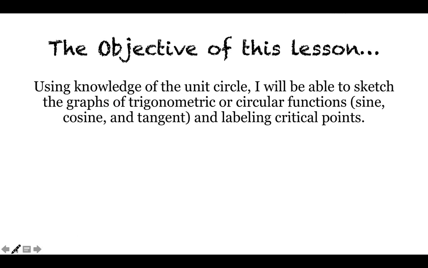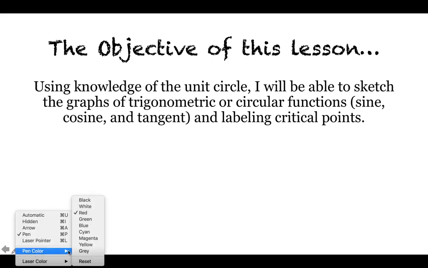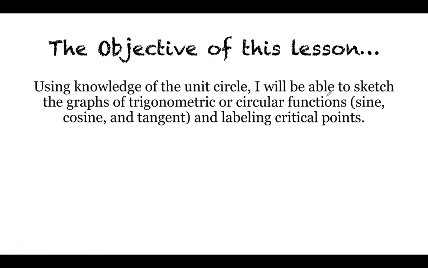The objective of this lesson is we're actually going to be unwrapping the unit circle. So we've been sticking with the circle. We're going to be using our knowledge of the unit circle and the coordinate points in order to sketch the graphs of trigonometric and circular functions: sine, cosine, and tangent. Our main focus is going to be sine and cosine. We're not going to do too much with tangent. And then labeling some critical points and looking at what those shapes look like.